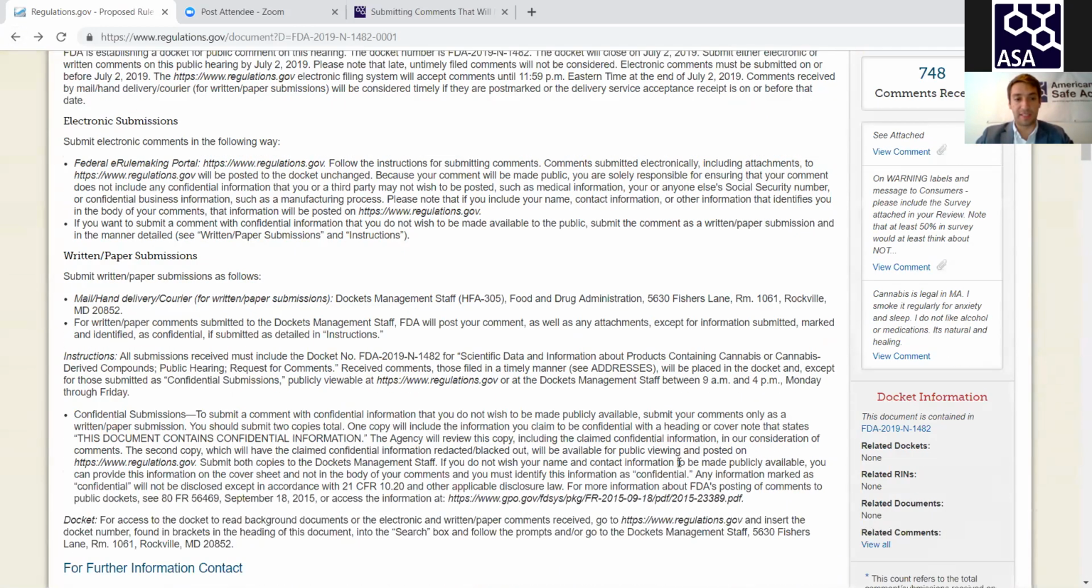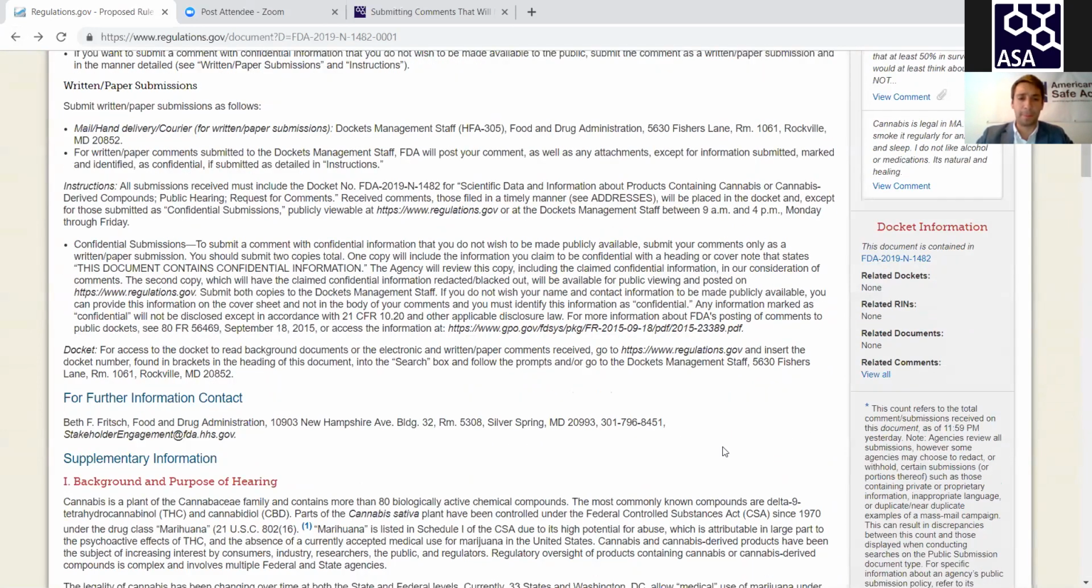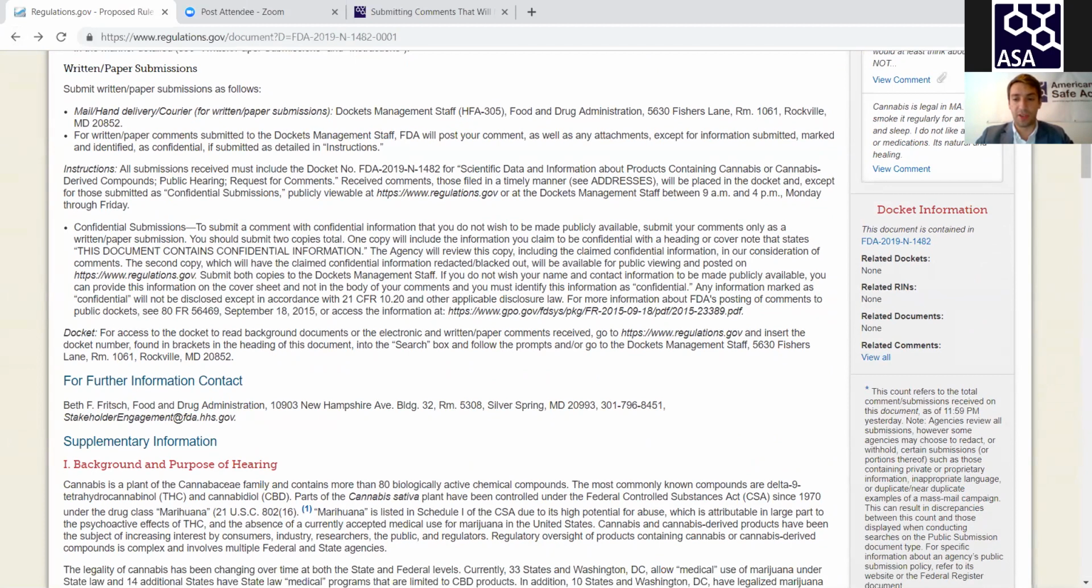Again, the notice itself is contained both on this page and in that PDF form. So I want to switch to our comments to give you a little bit better idea of what we mean by well-reasoned, well-supported comments.